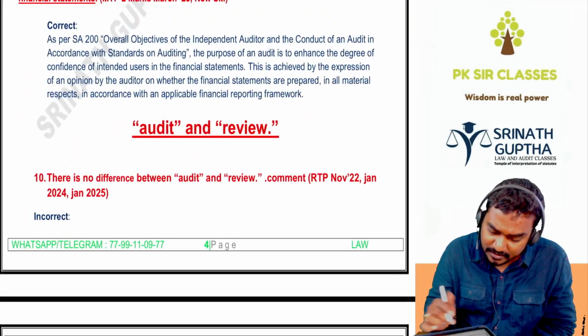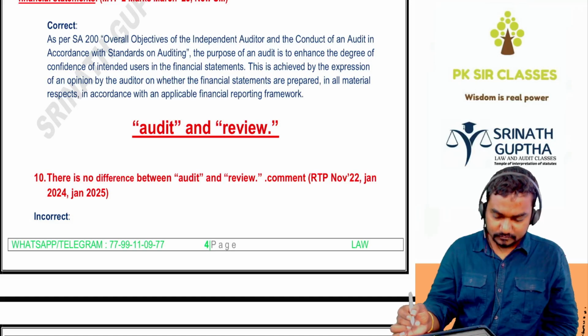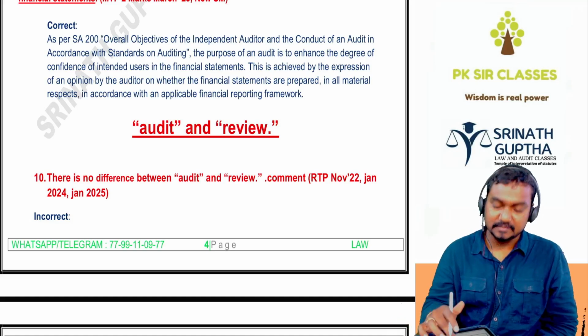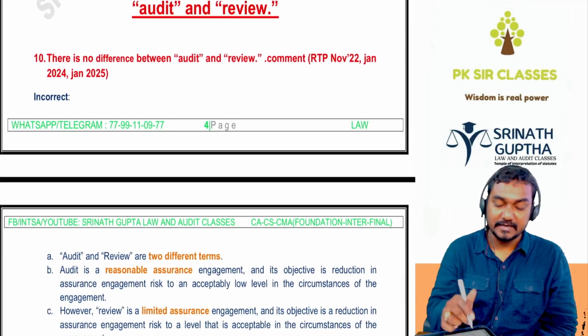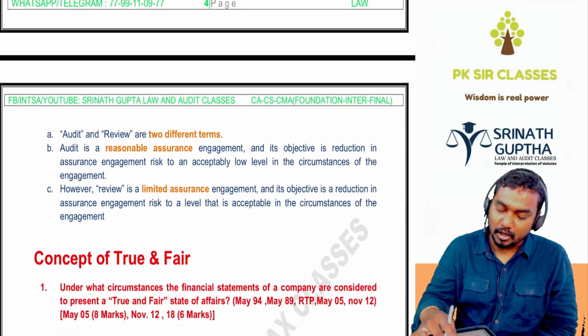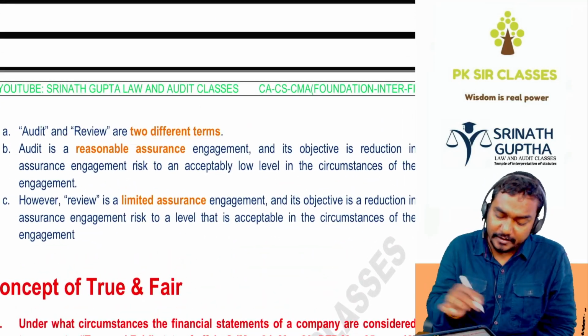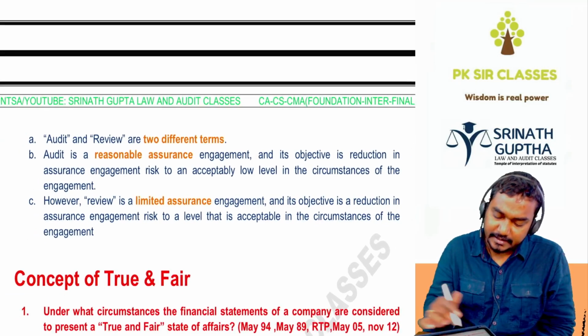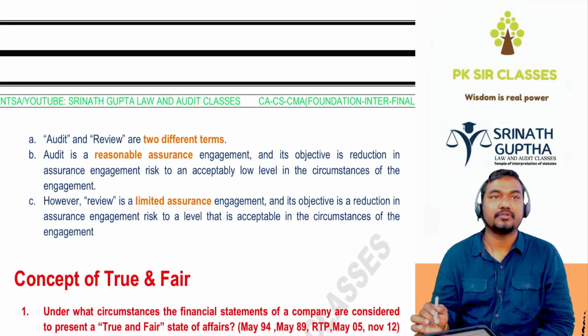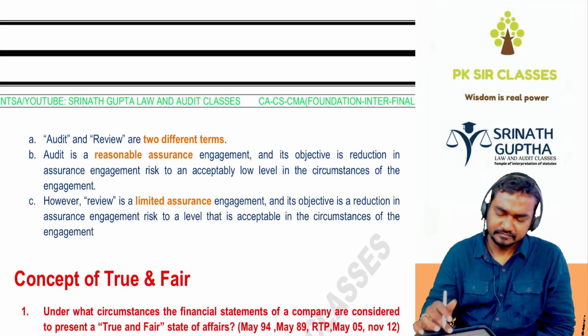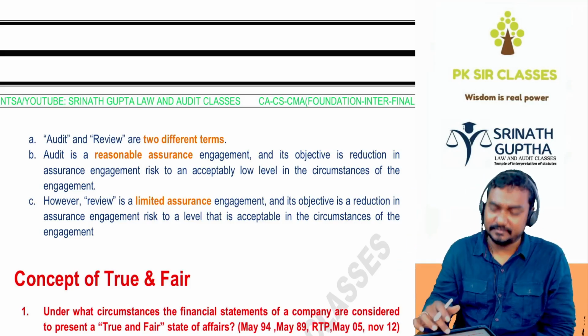How many marks was this one asked for? Maybe 2 to 3 marks. If you say there is no difference, the answer is incorrect. Auditing and review are two different terms. In case of auditing, we give reasonable assurance. In case of review, we give limited assurance. I have given a small chart also, I think.